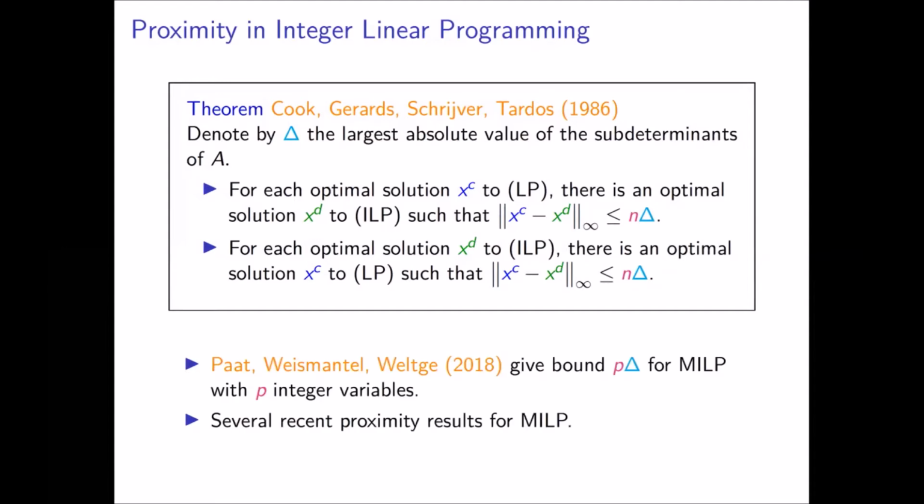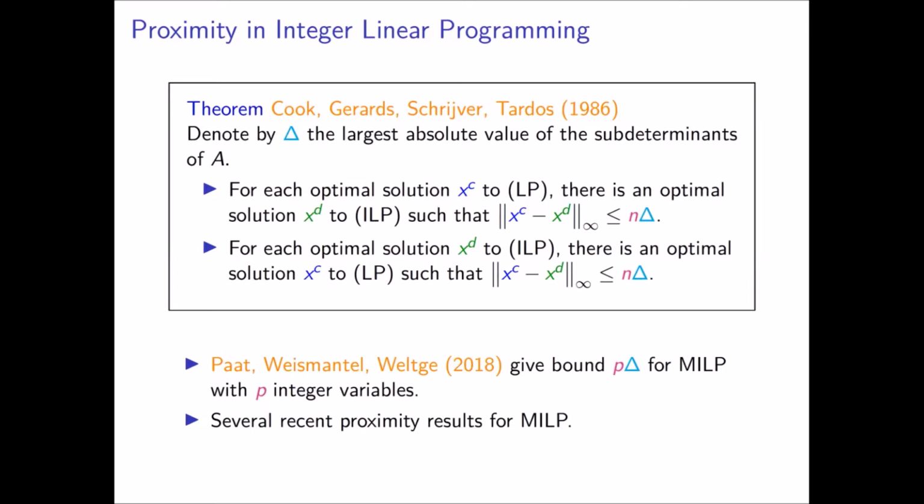Now, this result has been recently extended to the mixed integer case by Paat, Weismantel, and Weltge, who give the bound p delta, where p is the number of integer variables. Proximity in mixed integer linear programming is actually a quite hot topic at the moment, as several interesting results came out in the past few years. In this talk, however, I want to focus on nonlinear objective functions while leaving unchanged the feasible regions.